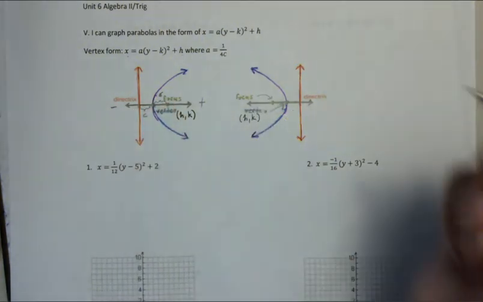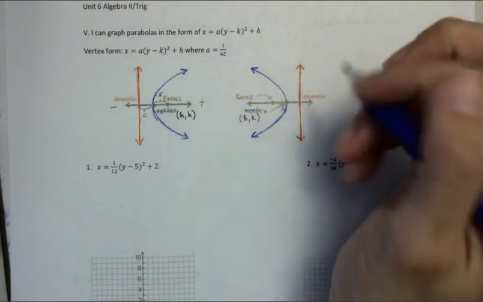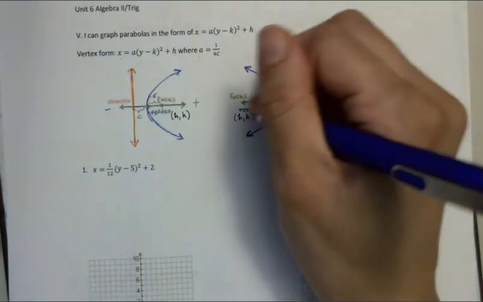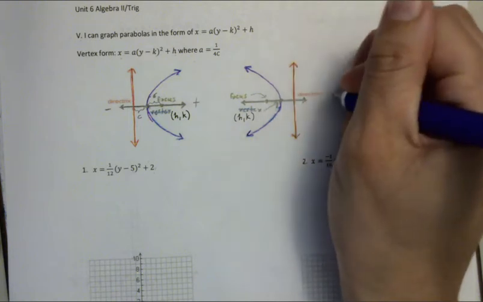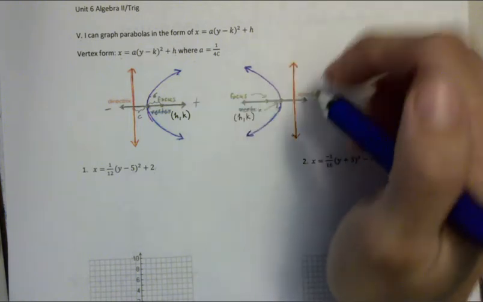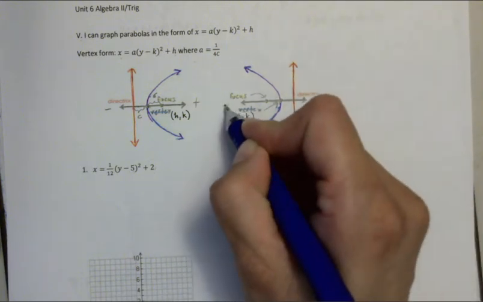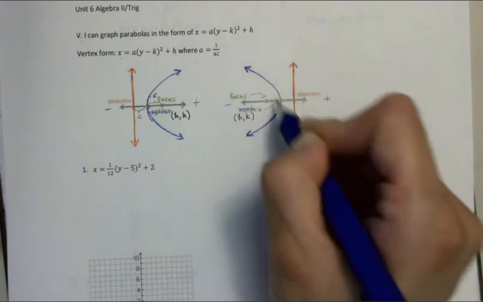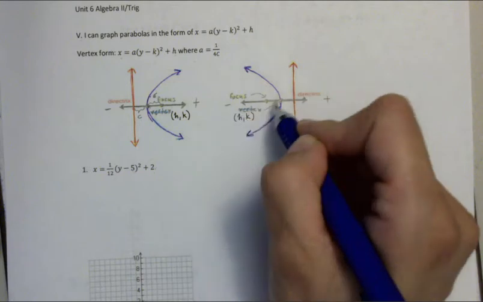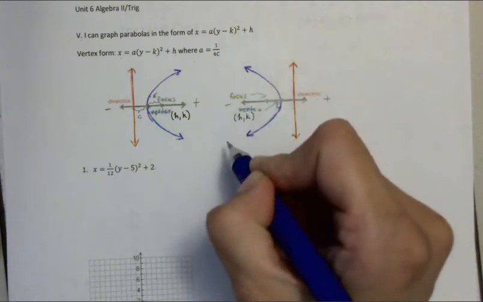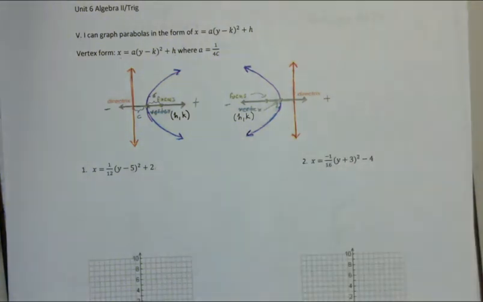On this right-hand side, this one is a negative parabola because, again, on the coordinate plane, the positive numbers on the x-axis are to the right and the negative numbers are to the left. So this parabola is opening along the x-axis towards the negative numbers. Okay, so let's go ahead and graph our parabola.